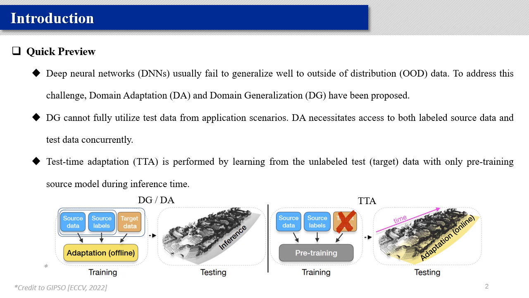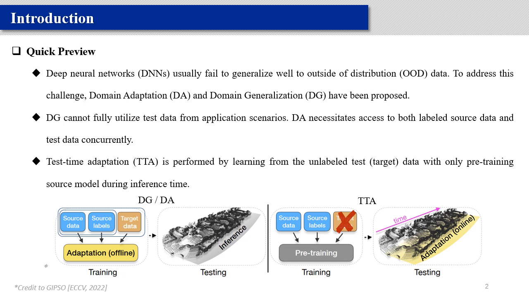However, as shown on the left side of the figure below, DG primarily operates during the training phase and cannot fully utilize test data from application scenarios. DA typically necessitates access to both labeled source data and test data concurrently, constituting offline learning, and can be hindered by privacy concerns or legal constraints. In many practical scenarios, DNNs require continual and adaptive updating in an online fashion to remain effective.